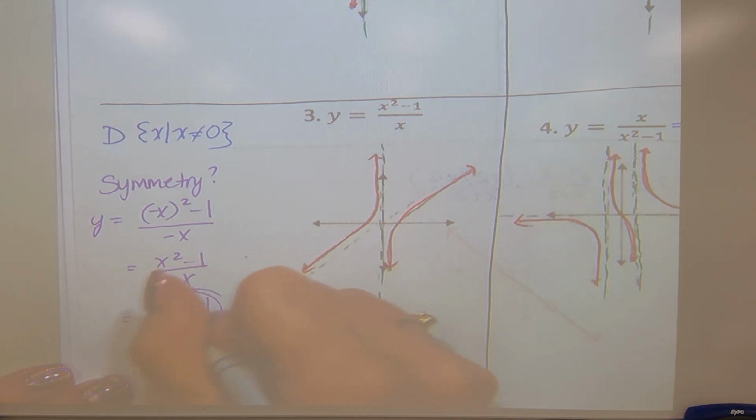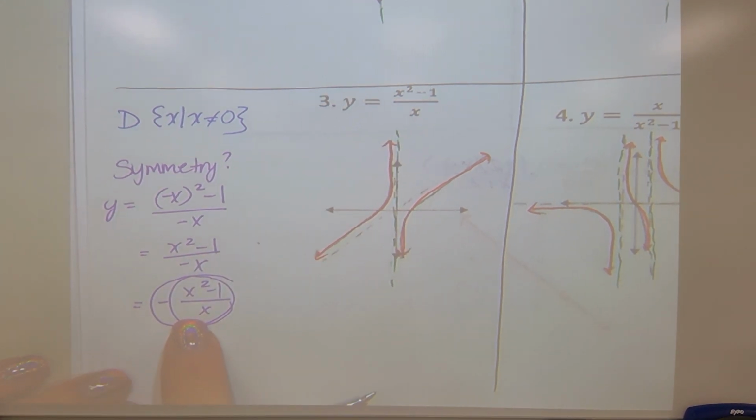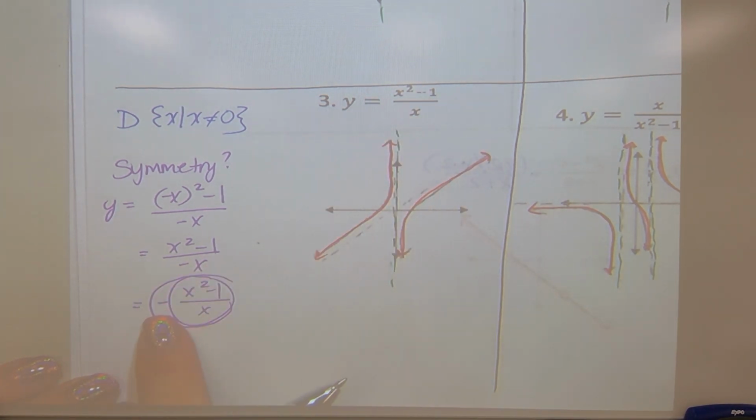Whoops, that should have been circled in. Sorry, guys. There's my first plug. So from what I started with to what I ended up with, I have done the opposite. Instead of a positive value for this function, I have a negative value for this function. So this is an odd function with origin symmetry.